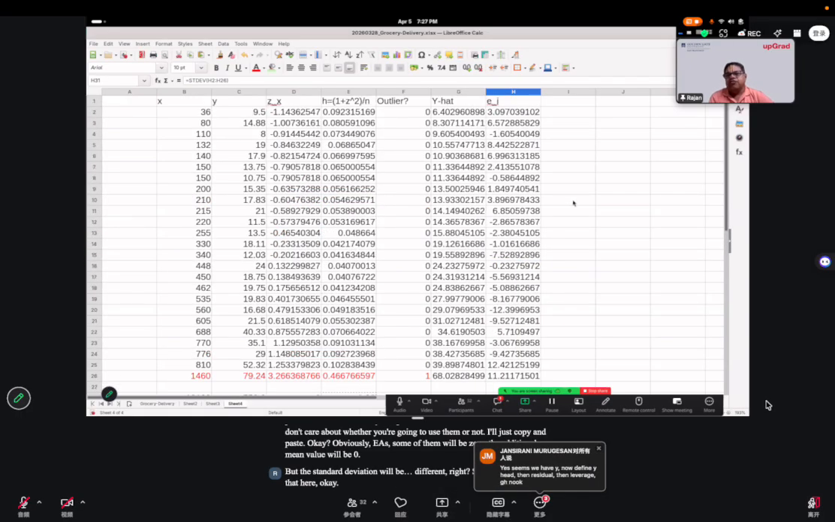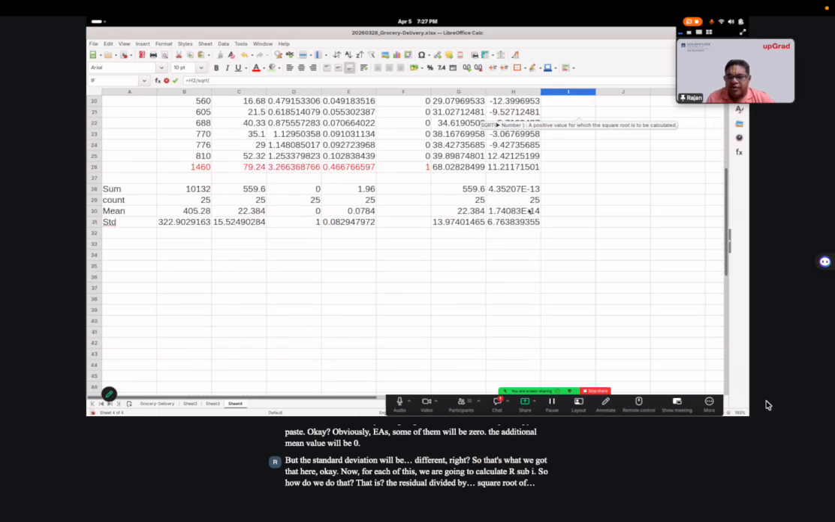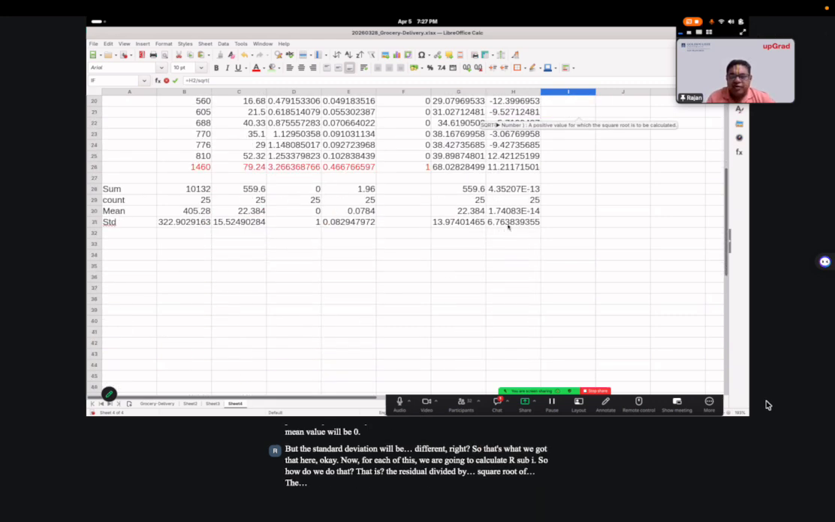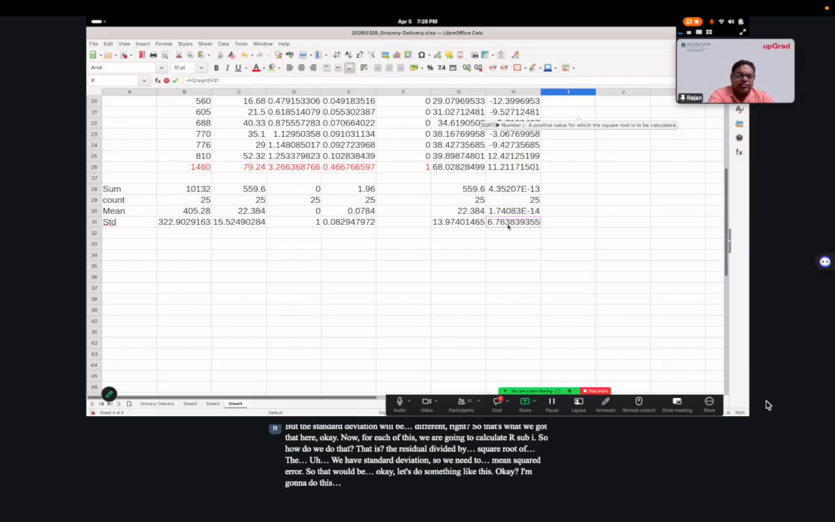Now for each of these, we are going to calculate R sub I. So how do we do that? That is the residual divided by the square root of the mean squared error. We have the standard deviation, so we need to do something like this. Okay, I'm going to do this.